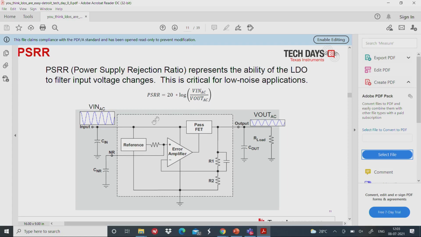This is not the DC input, this is more the fluctuations in the input that appear at the output of the regulator. So please note, this is not the DC component. We know that it has to be a super DC output, low noise, but the noise is because of the AC component in the input signal, and that is what he is giving you, 20 log of V in AC by V out AC.